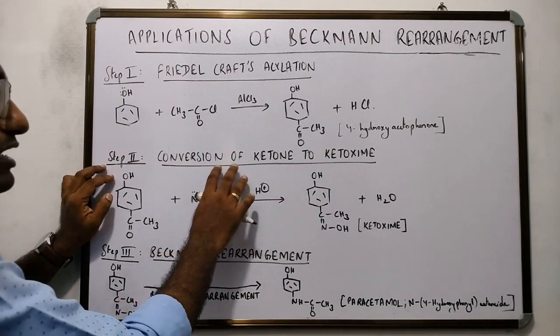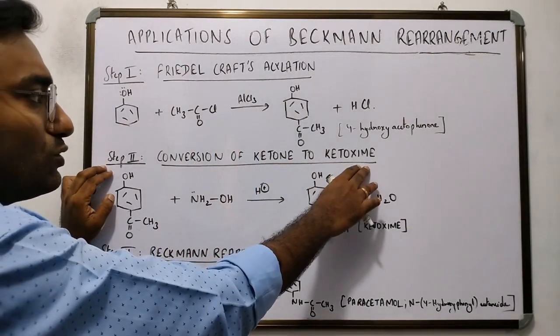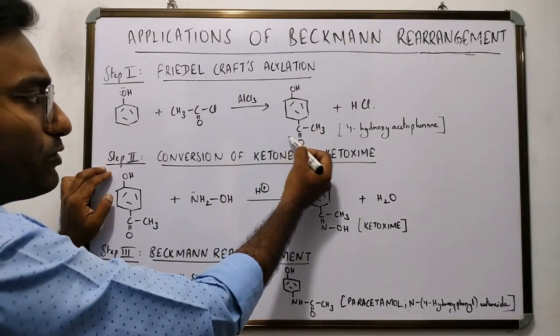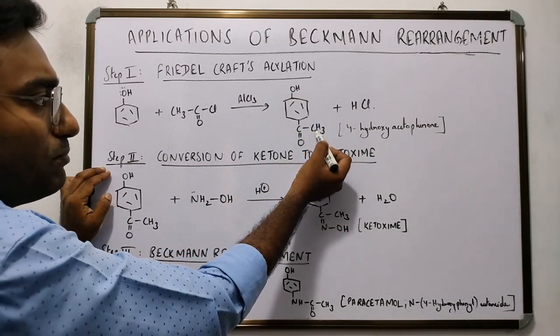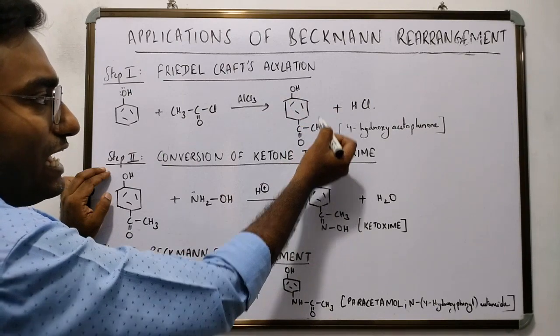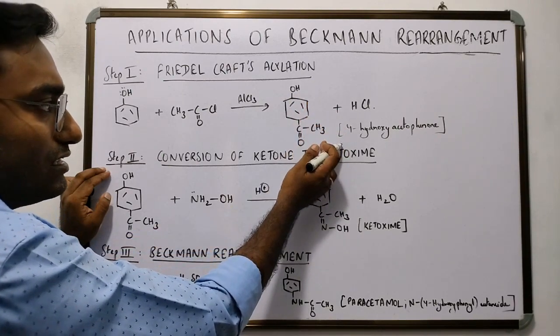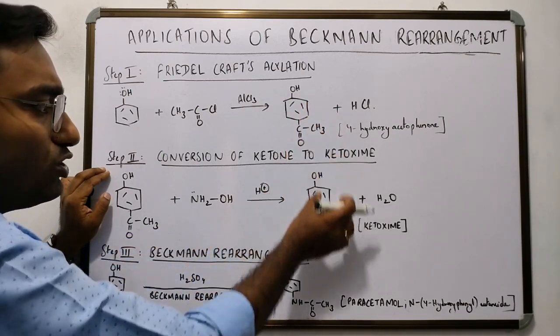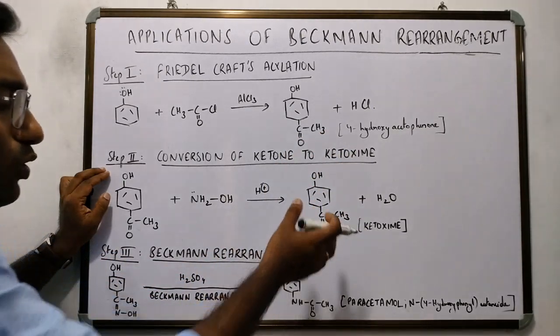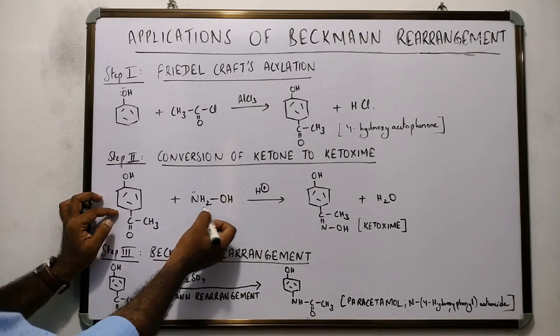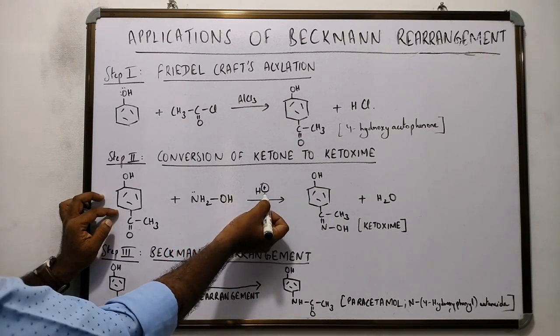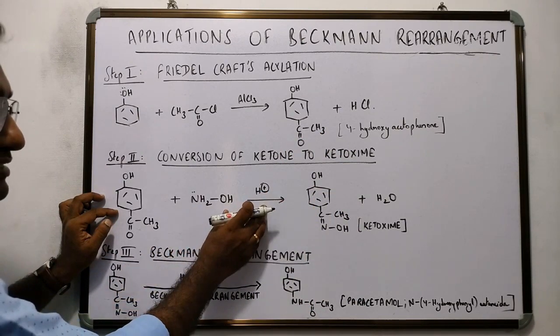Step number 2: conversion of ketone to ketoxime. If you look at the product of step 1, it is a ketone, a ketone which is flanked by an alkyl group on one side and an aryl group on the other. To convert this ketone to a ketoxime, all you have to do is react it with hydroxylamine in the presence of an acid which is used as a catalyst.